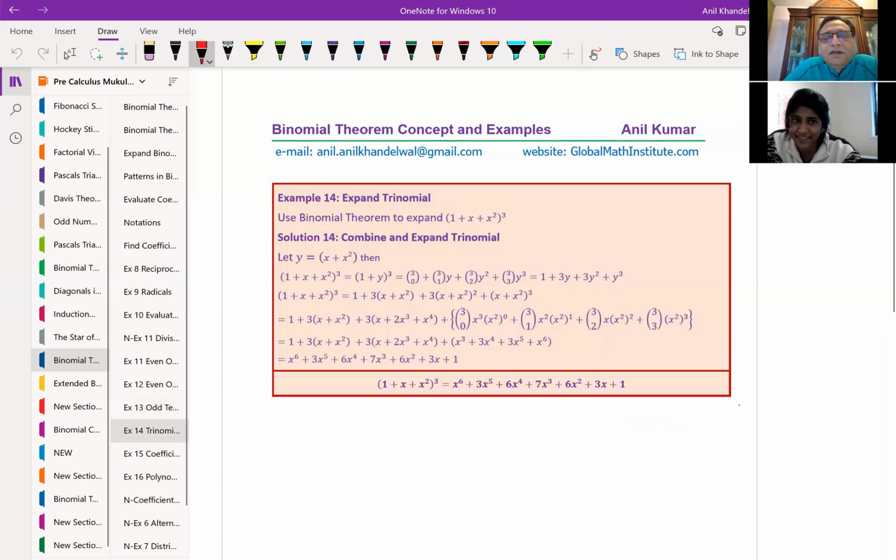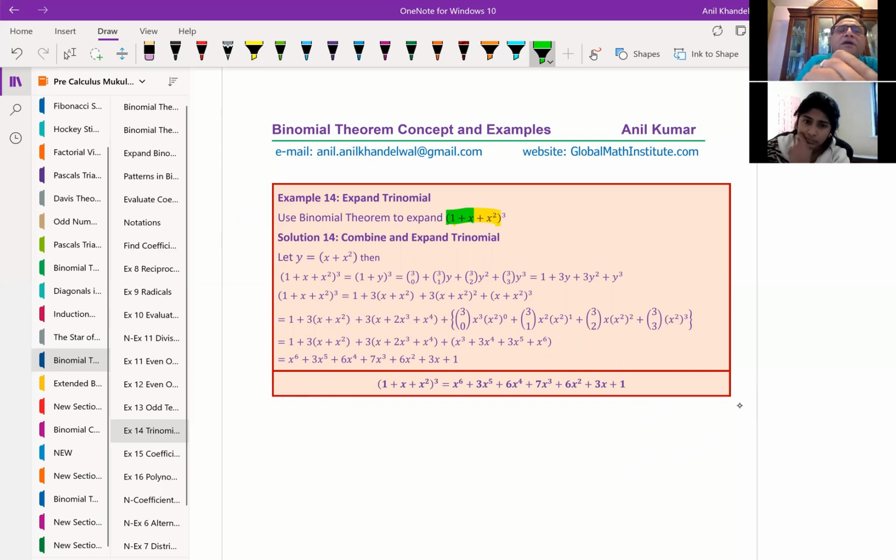Now here is a different kind of example. We'll now talk about trinomials. So far we have been looking into binomials. How do we expand a trinomial using the binomial theorem? Well, you would combine two terms, and it becomes a binomial. If I say 1 plus x is one term and x squared is the other term, it becomes a binomial. So you could actually expand any polynomial using binomial expansion.